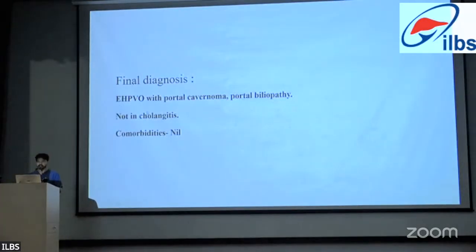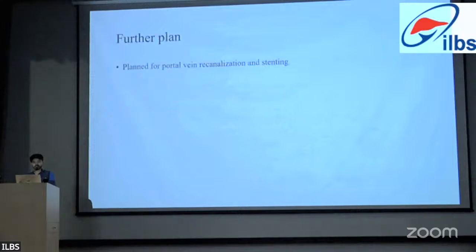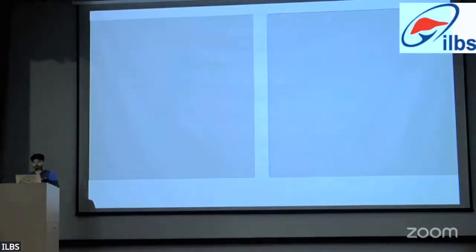So this is a young patient with a non-cirrhotic morphology and having features of portal hypertension like splenomegaly and having high-risk esophageal varices. So this was a clear-cut case of EHPVO with portal biliopathy. The patient was not in cholangitis, and there were no other comorbidities. So we decided to manage this patient with portal vein recanalization and stenting. Since his coagulation parameters were normal and there was no ascites, we went ahead with the percutaneous route.